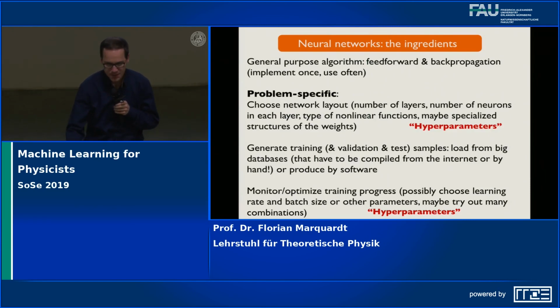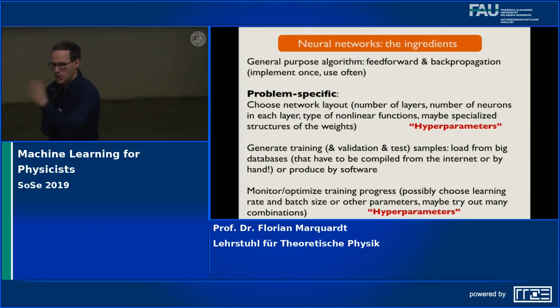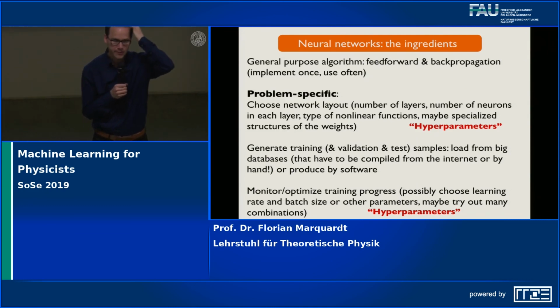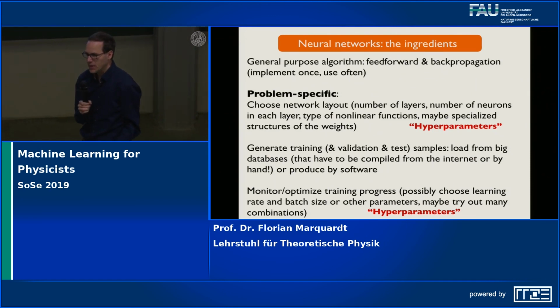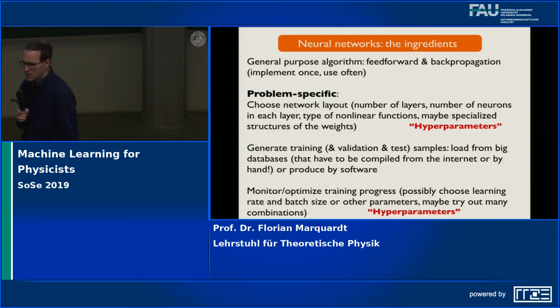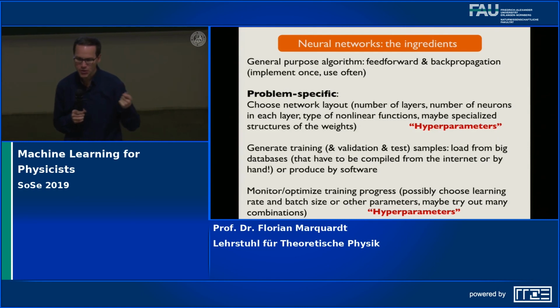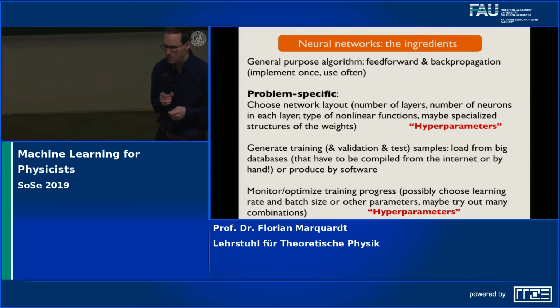So let's summarize so far. We have learned this general purpose algorithm that we will apply in the following. We can produce the output of a neural network by feed forward, and we can produce the gradients that we need for training by backpropagation. That doesn't mean that now you're done and you can solve any problem with the same piece of code, because there are still some choices that you have to make that may be problem specific.